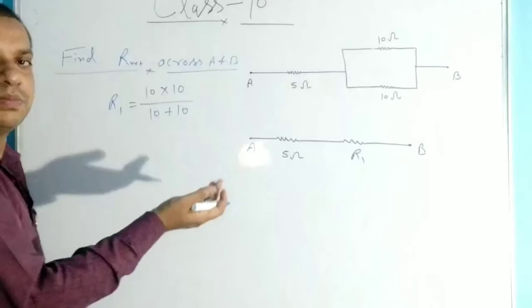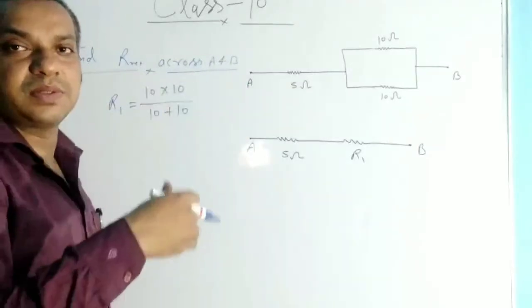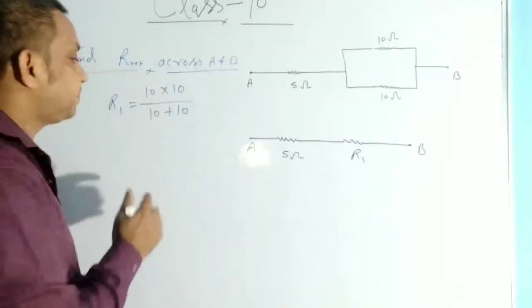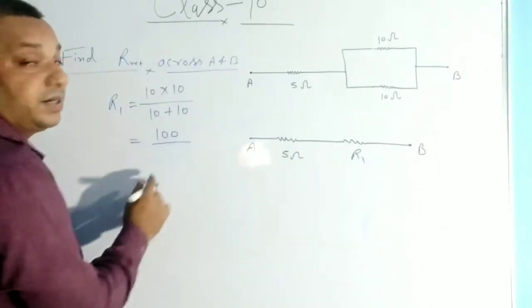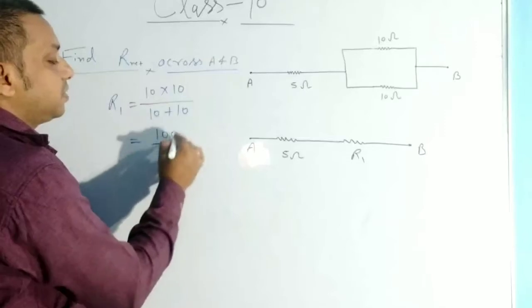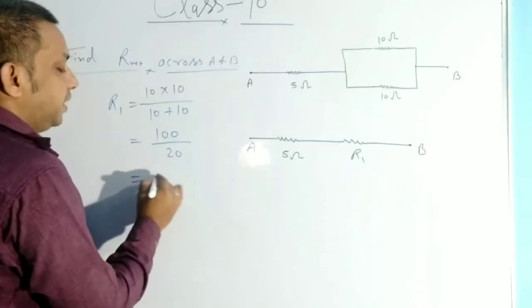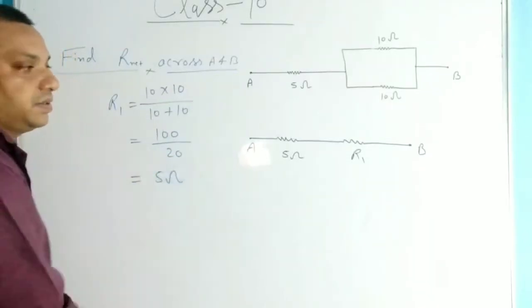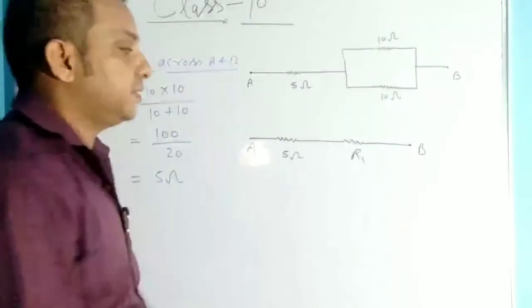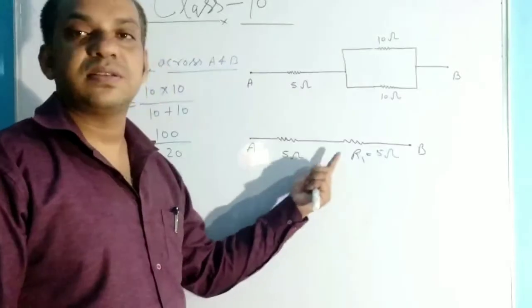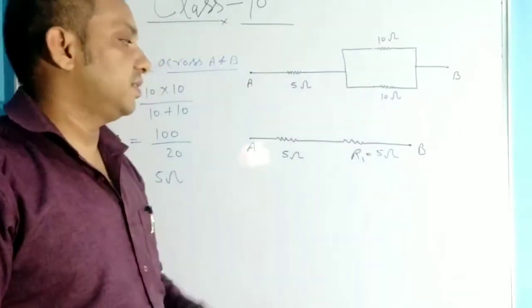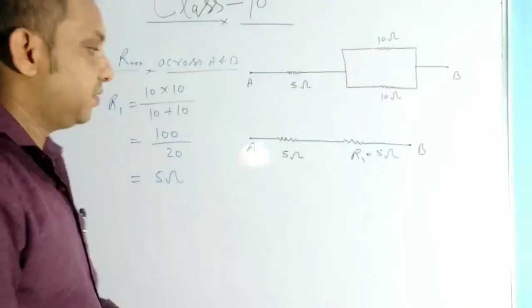You can also apply the formula 1 upon R net is equal to 1 upon R1 plus 1 upon R2. Both are the same. So here you will write 100 divided by 10 plus 10, which is 20. So you will get 5 ohm. So this R1 value is 5 ohm. Right? The tail of the first resistance is connected to the head of the second resistance.